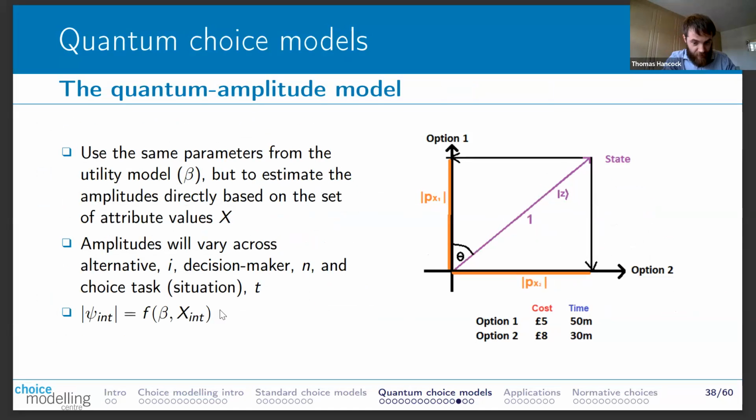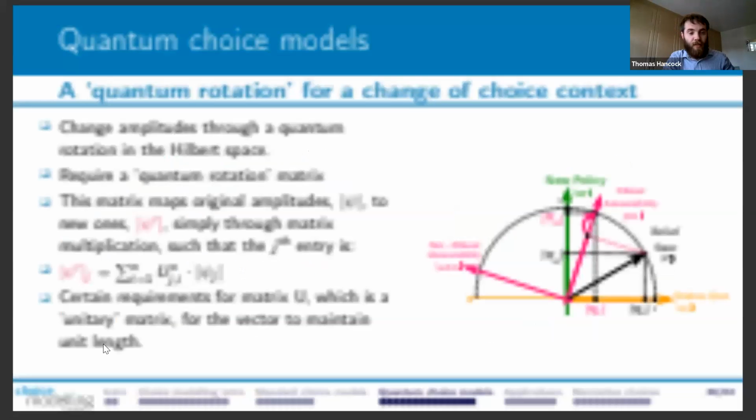I'm not going to go into the specifics here of how we actually define this function, because it's quite context specific, and there are different ways of doing it. So it's going a bit too much into the detail, which isn't an important bit here. But basically, once we've got this way of defining these amplitudes, what we can then do is come up with ways of how these would be adjusted under certain contexts.